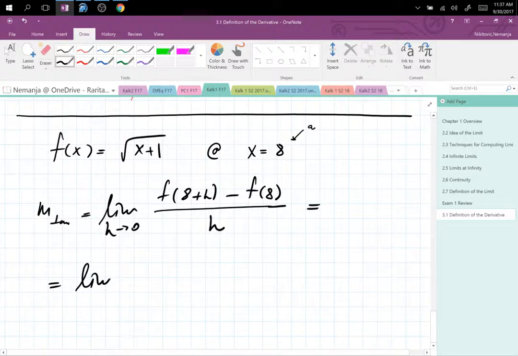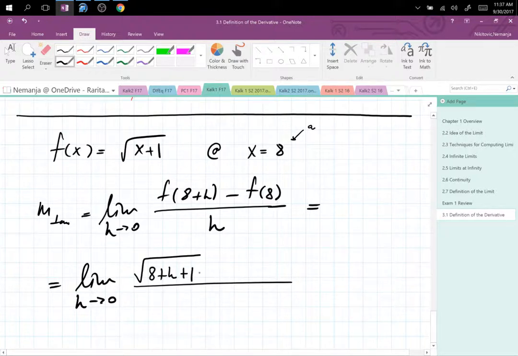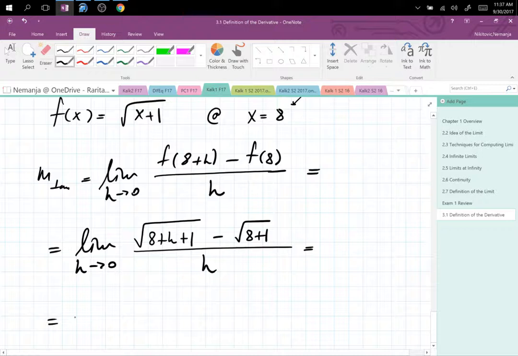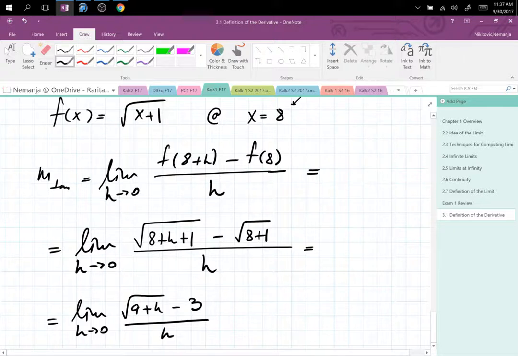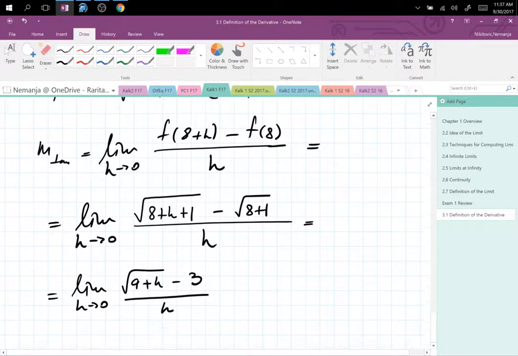When we plug everything in, I have a square root of, and now instead of x, I have to put 8 plus h, and then plus 1, minus square root of 8 plus 1, divided by h. Well, this gives us a nice square root of 9 plus h minus square root of 9, which is 3, divided by h. And now we have to deal with this square root.